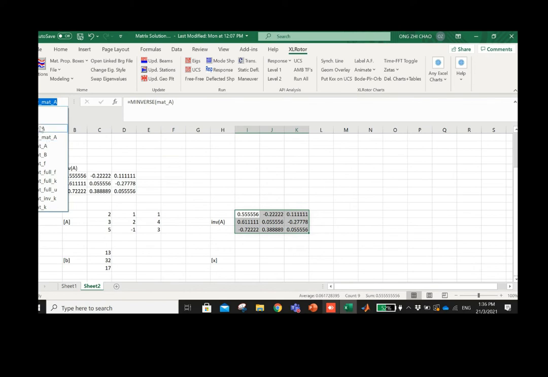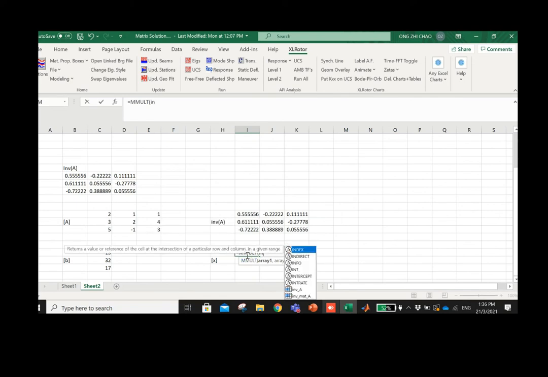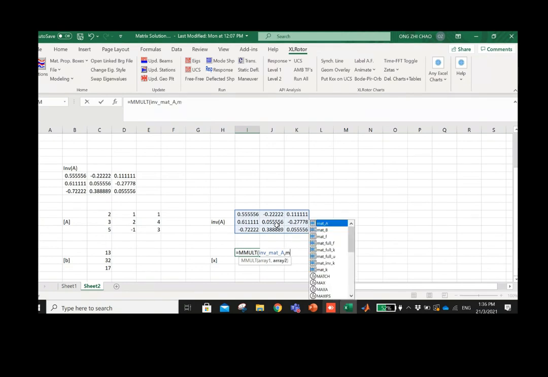So I should have my A, I should have my B, and I should have my inverse matrix A. To find my x, which is the multiplication of matrices, first I find my inverse matrix A, which is this one. Then the other one is my matrix B, which is this one. Then we close the bracket. Then it will give me 2, 5, and 4, which is my x1, x2, x3.